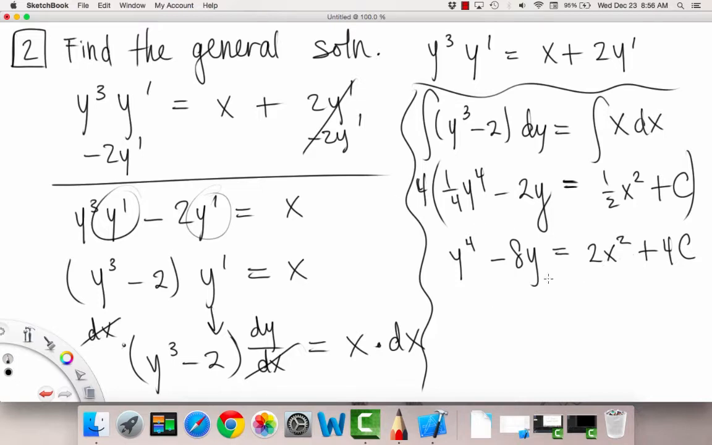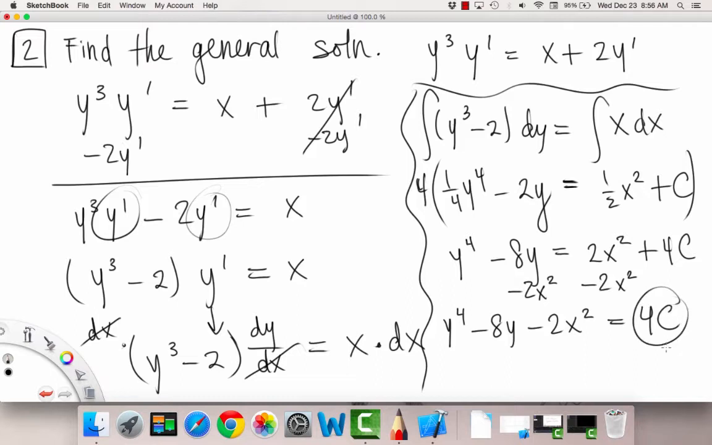Okay, and then what we can do is just move things around, make it look a little bit nicer. So we're going to subtract this x term to the left side. So we get y to the 4th minus 8y minus 2x squared is equal to 4c. And this 4c, remember our capital A, we can just rewrite this as another constant to get rid of the 4 part. So we have y to the 4th minus 8y minus 2x squared is equal to some constant A, where A is equal to 4c.